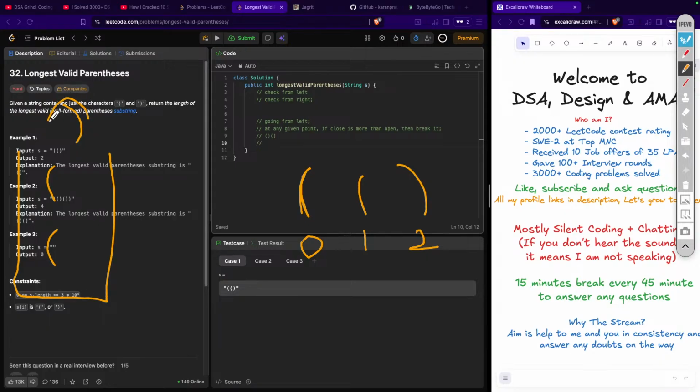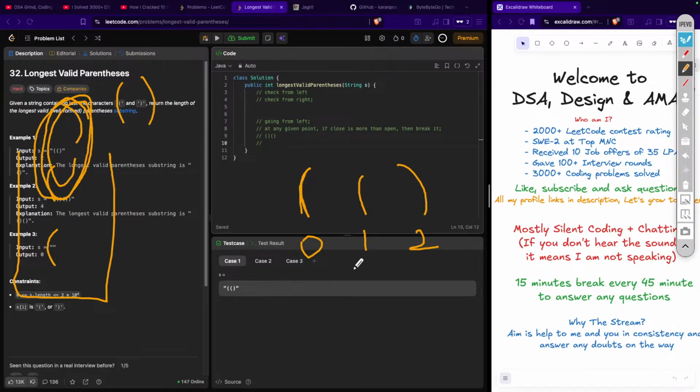So then you need to know that this is always okay. Like if close is coming, there would be an open, right? If your stack is not empty. So that is at least your first length, right? So I'll save that. Okay. In this, the answer would be 2.